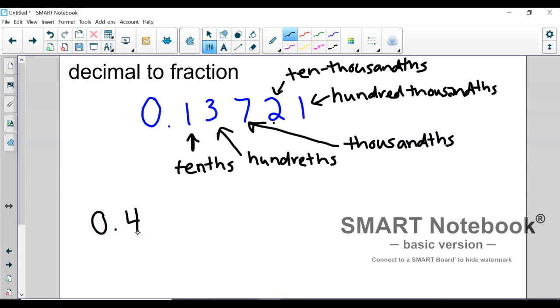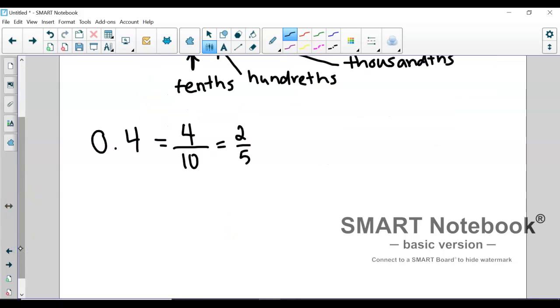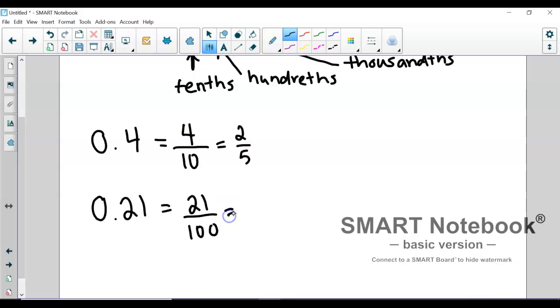So, for example, if I have 0.4, that is 4 tenths. That is in my tenths place. So that means 4 over 10. Of course, 4 over 10 will reduce to 2/5, right? If I have 0.21, this is now 21 hundredths. So I would write 21 over 100. And I don't think that that will reduce, so we would just leave that like it is.